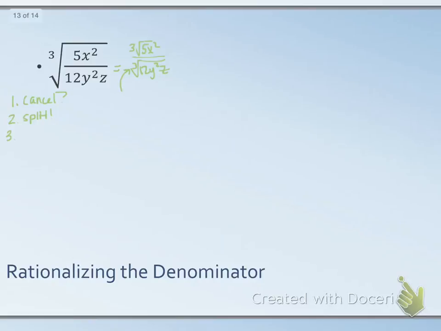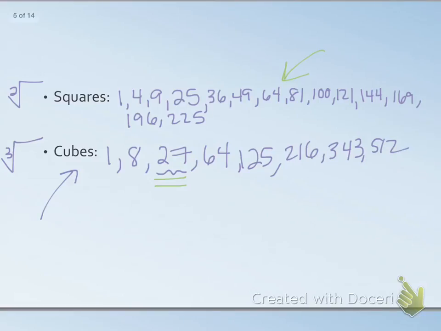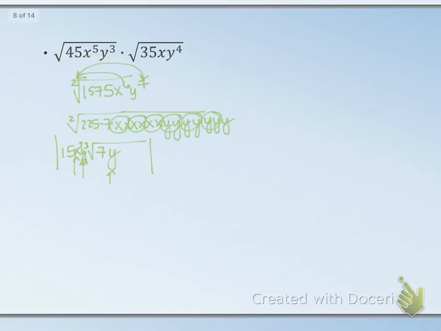Okay, so my first step is how can I get 12 to be a cube? So something that I can cube root and it will look pretty. Okay, so if I go back, we're doing cube root. So I'm looking at my cubes. Which one of these is divisible by 12, so that I can get it where I can cube root it? Okay, well 216 is divisible by 12 because 216 divided by 12 gets me that.